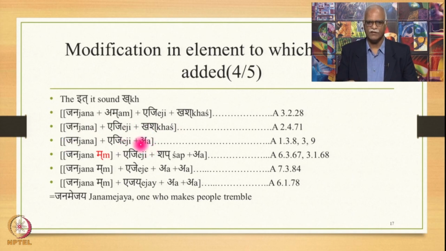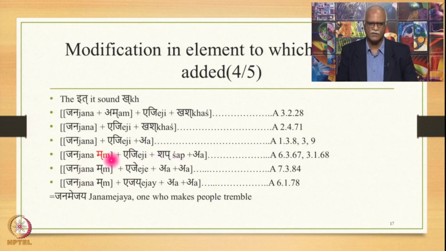Now 6.3.67 applies at this stage because its conditions are fulfilled, and 6.3.67 says that if the suffix has kh sound as it or marker, then the pada, the pūrva pada over here, which is jana, gets m added to it at the end in this particular position. So we have janam and then ej, and because this a pratyaya is shit, so we add the shap pratyaya over here.